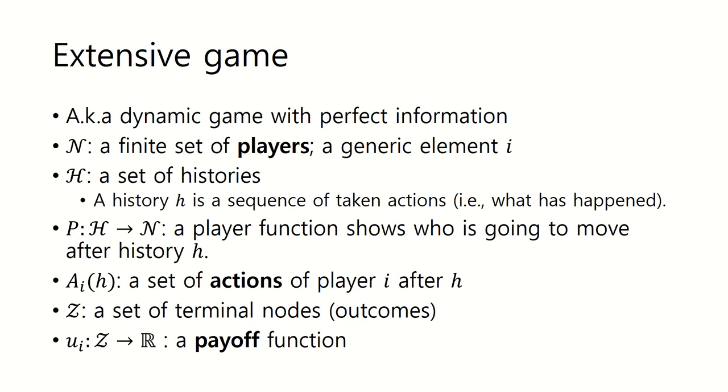And A_i is now a function of h. So it's the set of actions of player i after history h. So after history h, if player i is the one who is about to move, who is to take an action, then this A_i of h shows which actions are available at that moment. And Z is the set of terminal nodes or a set of outcomes or sort of set of finalized histories.